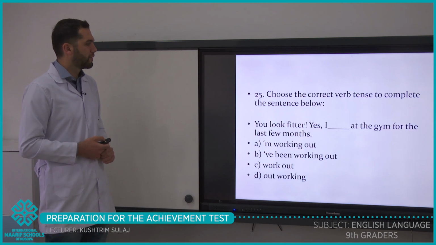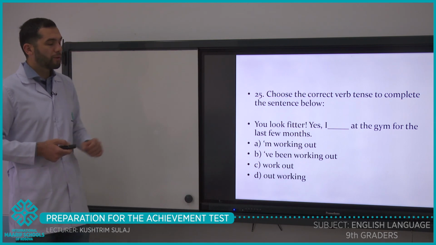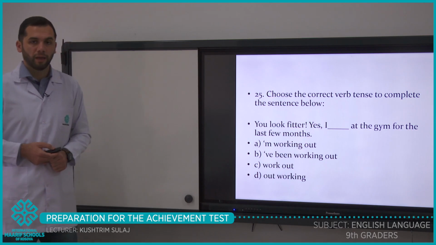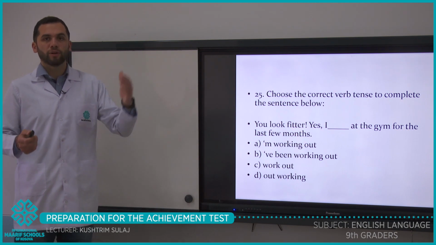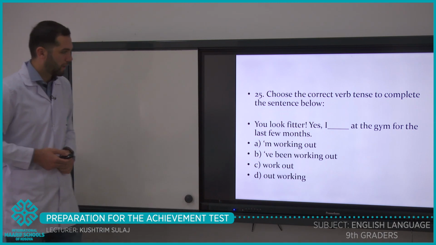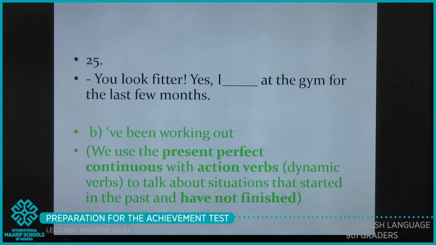Number 25, choose the correct verb tense to complete the sentence below. You look fitter. Yes, I at the gym for the last few months. What at the gym for the last few months? Working out. I've been working out. I work out. I out working at the gym for the last months. Now, the result is that you are fitter. But we don't know what you did with your body. And the answer is, actually, I've been working out.